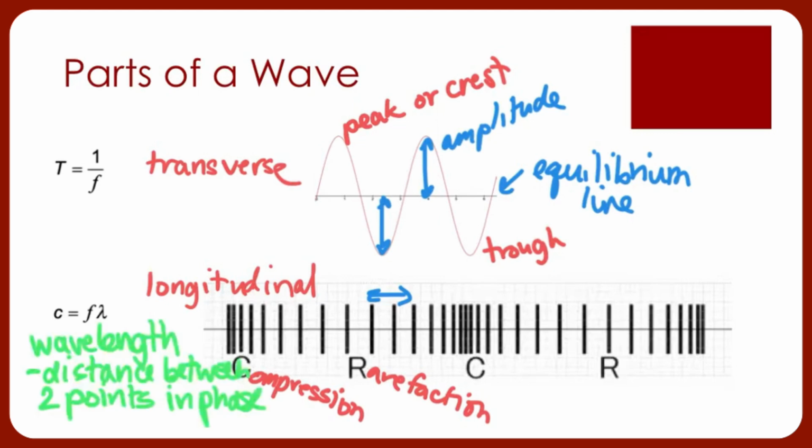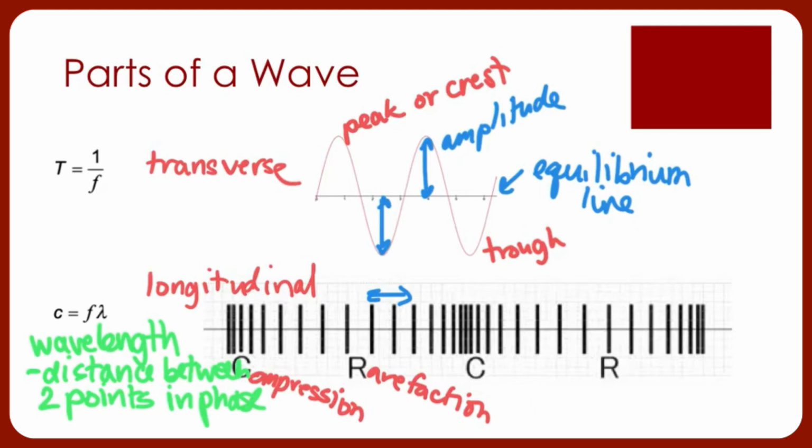Okay, so let's talk about wavelength. You can see there I have a definition. It's the distance between 2 points in phase. Now, what do I mean by in phase? Well, they're going to have the same displacement from the equilibrium. So, for example, if I choose this point right here, my displacement is this length right here, and they're going to be going in the same direction.